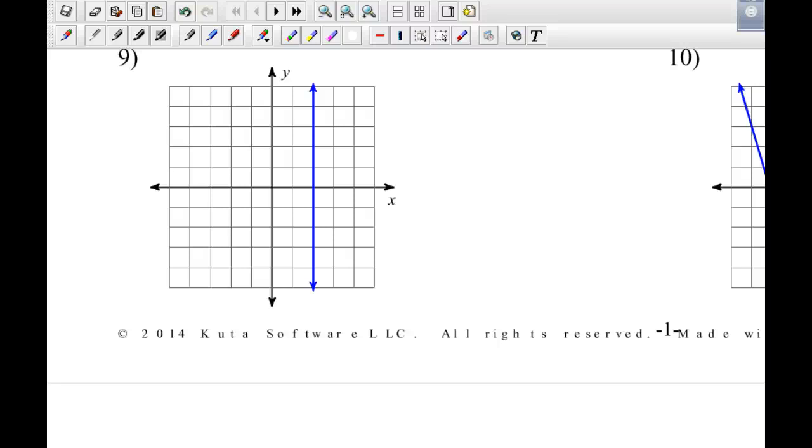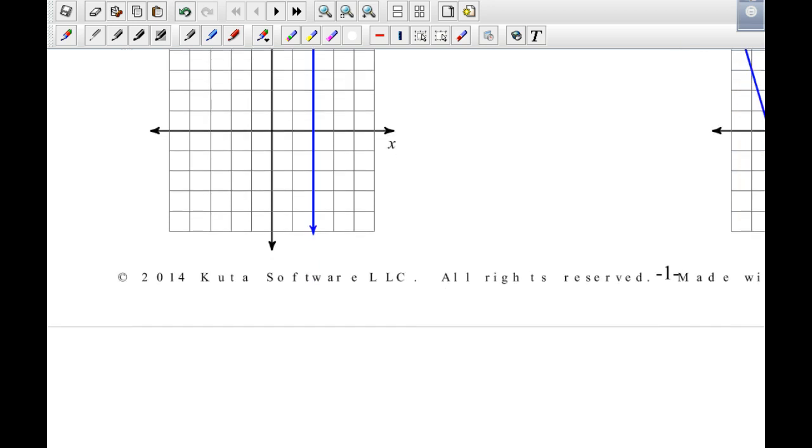Yeah. Number 9, you put undefined. Yes. And that's it? UND? Yeah, m equals UND. M equals UND period. Okay, let's go to the back.